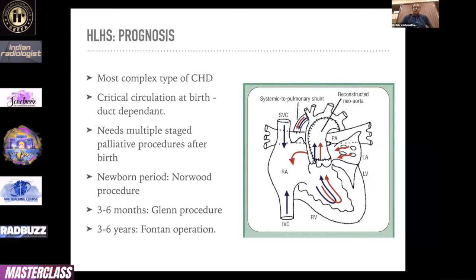When we talk about treatment for hypoplastic left heart syndrome, obviously it's a pretty complex lesion and it needs multiple stage palliative procedures after birth. The surgery which we do in the newborn period is called a Norwood procedure. This will be followed by two more surgeries, typically between 3 to 6 months, called a Glenn procedure, and then between 3 to 6 years, a Fontan procedure. The second and the third are common pathways for palliating univentricular hearts. The first is unique for hypoplastic left heart syndrome.